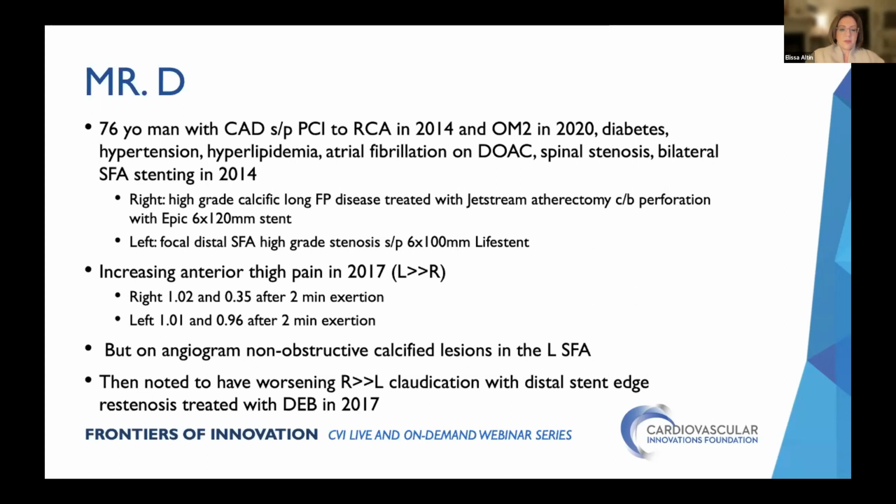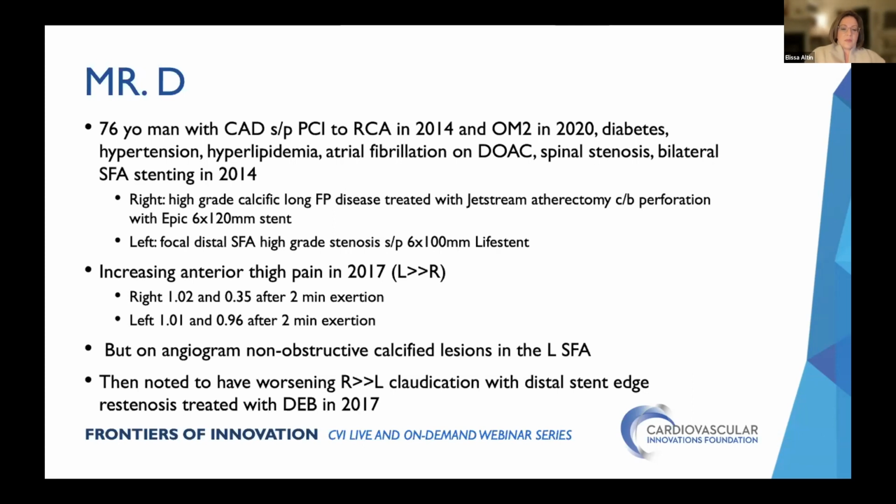And on the left, he had a focal distal high-grade SFA stenosis and got a 6x100 millimeter Life stent at that time. So a few years later, he was complaining of increasing anterior thigh pain, but paradoxically, the left was worse than the right. And as you can see, the ABIs are much worse on the right. So at rest, I think this is really instructive. At rest, both of his ABIs were normal, but after 2 minutes of exertion, the right dropped to 0.35 and the left was 0.96.